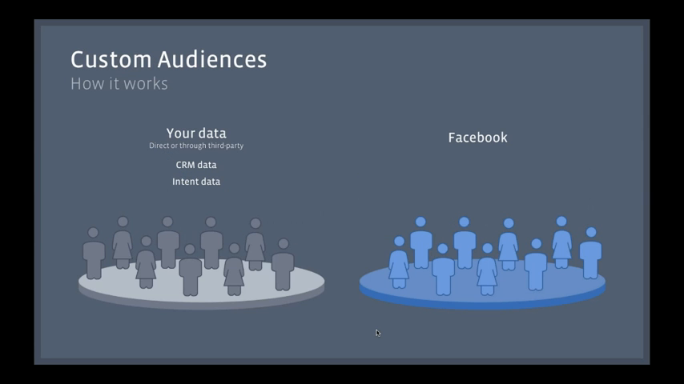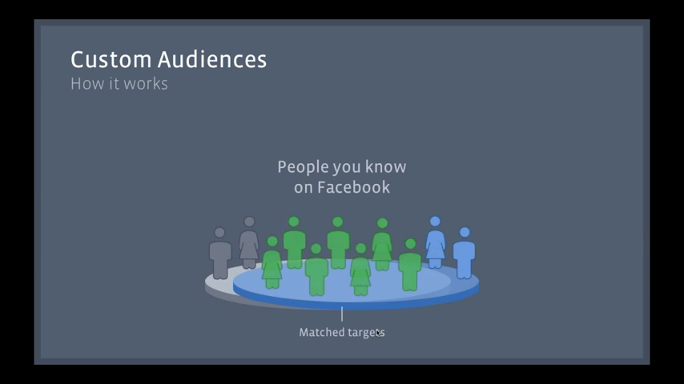So let's talk a little bit about how this process actually works. So we take your data, and there are two sources of that data that we have identified. One is CRM data, so it's data you have on current customers tied to an email address or a phone number, or it's intent data, and this is things like people visiting your website or your mobile application. So we take that data and we match it to the Facebook user base. And what we come up with is an overlapping segment of users who you know and that we can find on Facebook, and then we create that as a targetable segment that you can use to deliver ads.